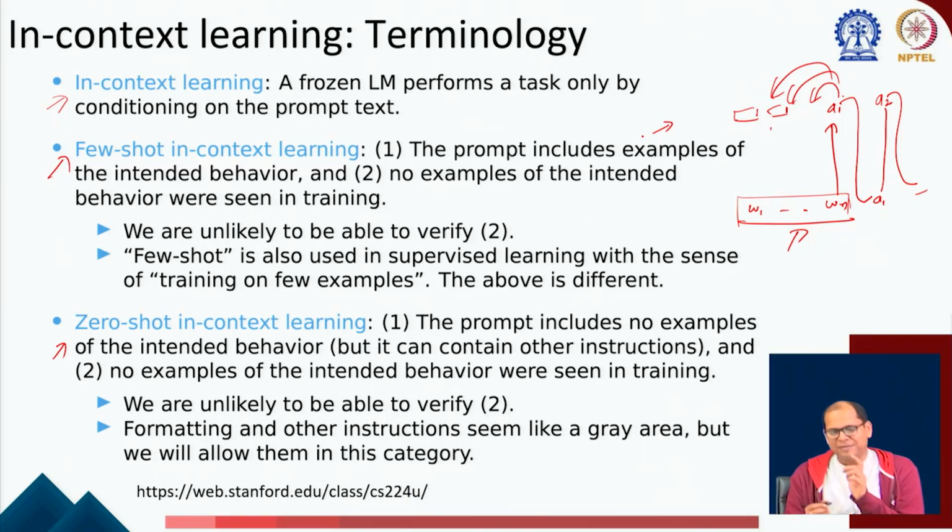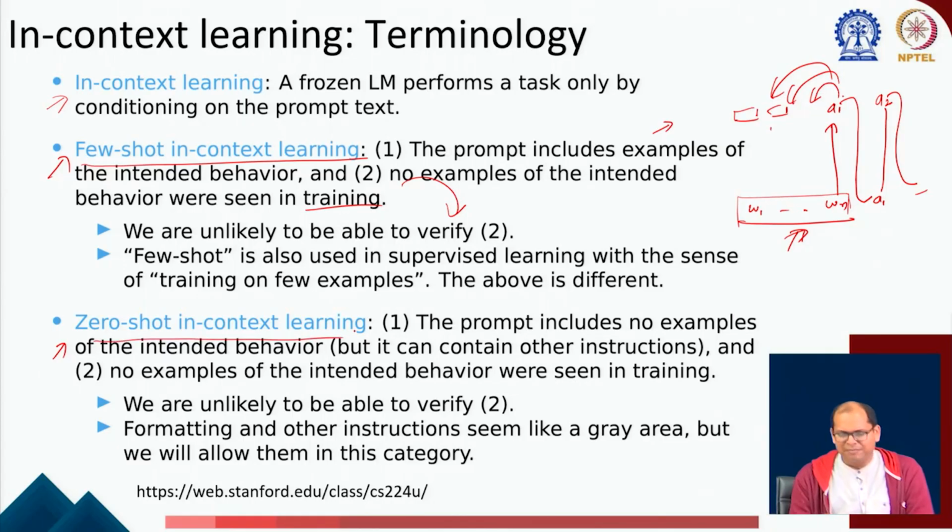And this is one hypothesis, that you have not seen such examples in the training, but we cannot verify this, right? Sometimes the few-shot terminology is also used in supervised learning, when you are fine-tuning with few examples, right? So when we are saying few-shot in-context learning, we mean we are giving some examples in context in the prompt. We are not fine-tuning it, right?